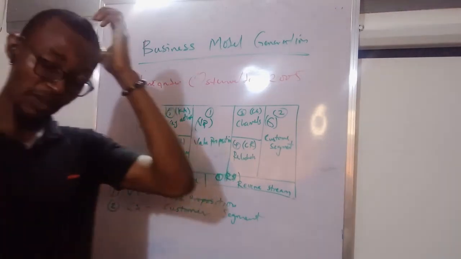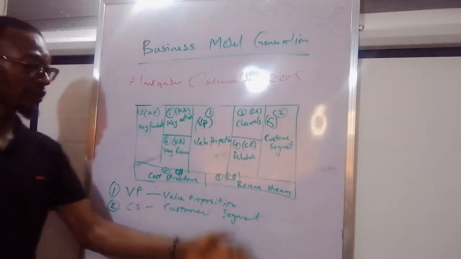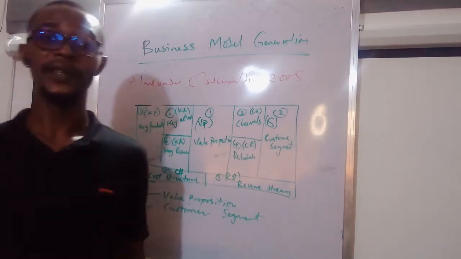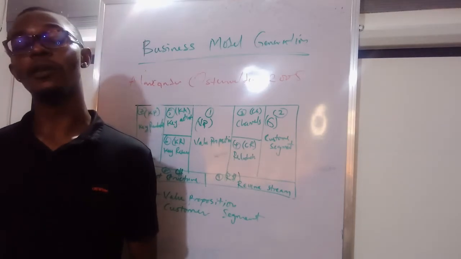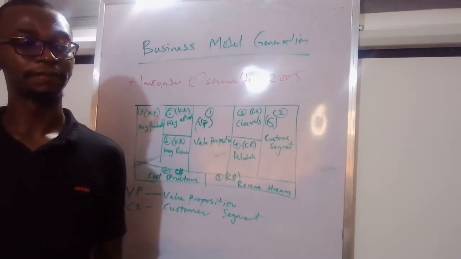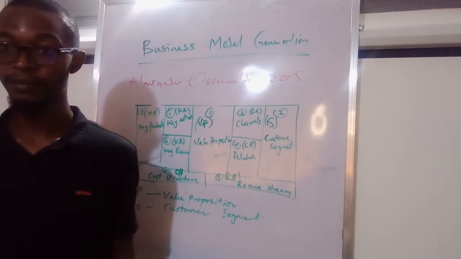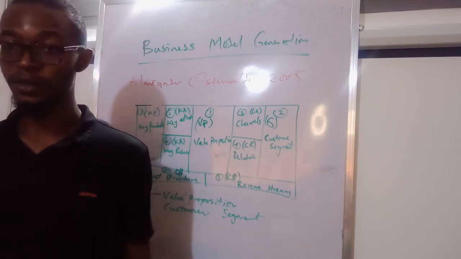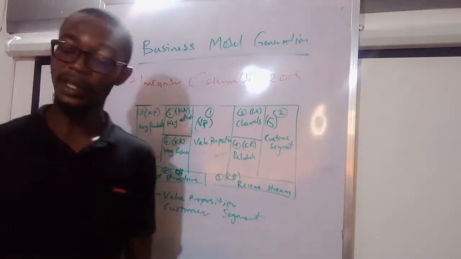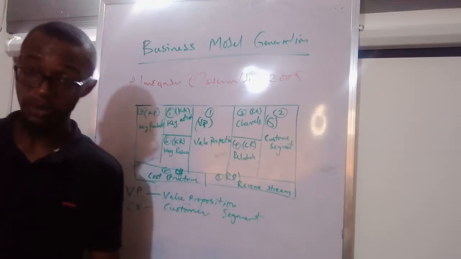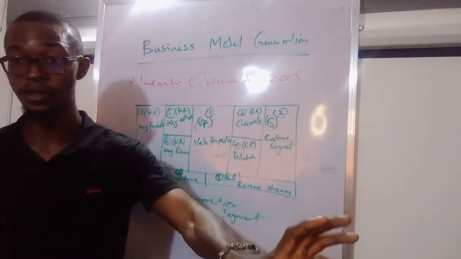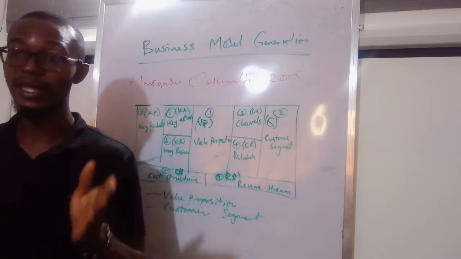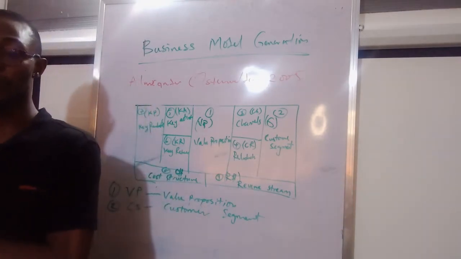So if we're talking about a spelling bee, we could organize a spelling bee for inmates. That's a different customer segment. We could organize a spelling bee for secondary school students. It could be for primary school students. It could be for tertiary institutions. They are all clearly different customer segments.